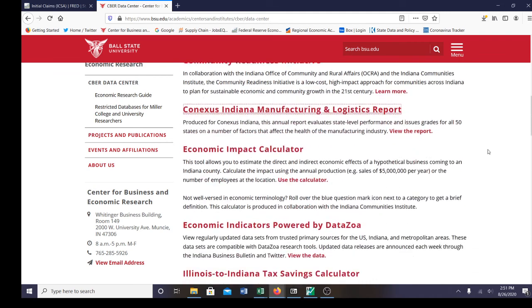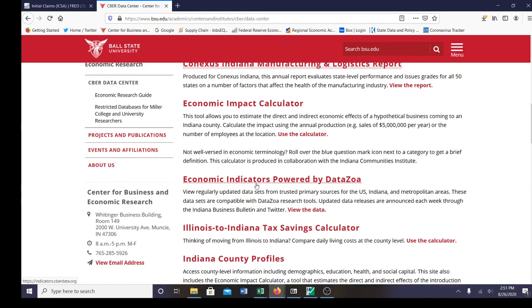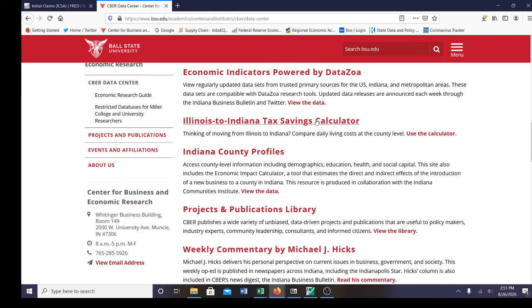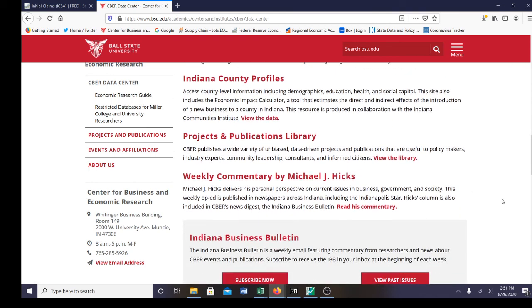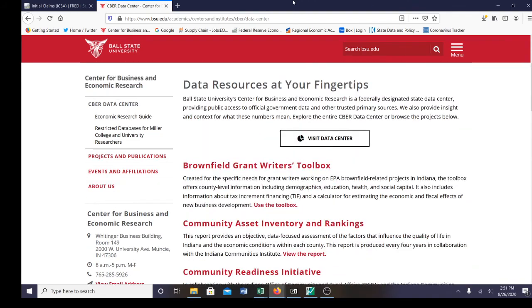Navigating back to our data center, we have an impact calculator. We have economic indicators that are powered by a third-party data source. We pick the data, they run it. We have a tax savings calculator. If you're in Illinois and you want to know how much more or less expensive it would be to move from your county in Illinois to Indiana, you can do this. And then we have county profiles that give a great deal of information about that. And then again, a significant amount of archived information.